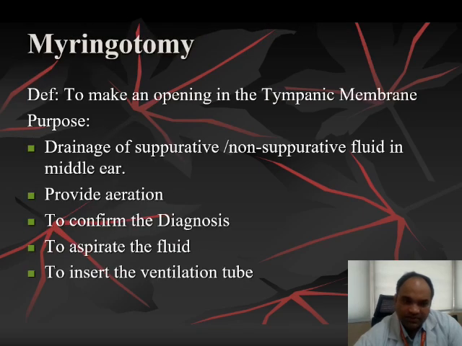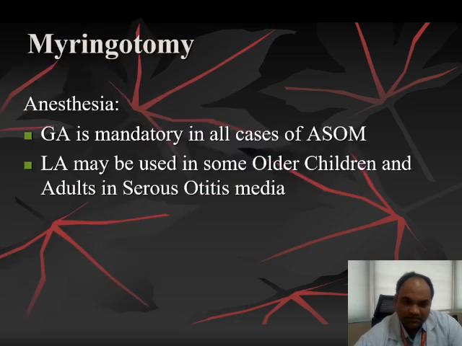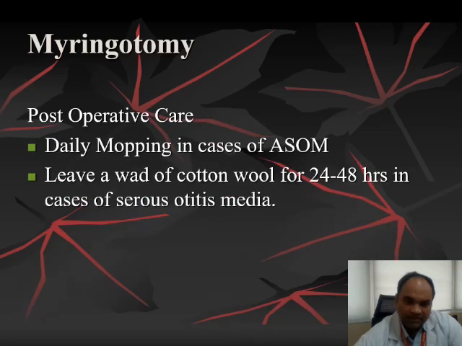Myringotomy is an interventional procedure where we basically puncture the eardrum to drain out pus. Indications are secretory otitis media, AOM, aero-otitis media, atelectatic ear, and contraindication is intratympanic tumors. Myringotomy under GA is mandated in all cases of ASOM, and it may be used in some older children, adults, and serous otitis media. So basically we incise the anterior inferior quadrant and we give a tap there.